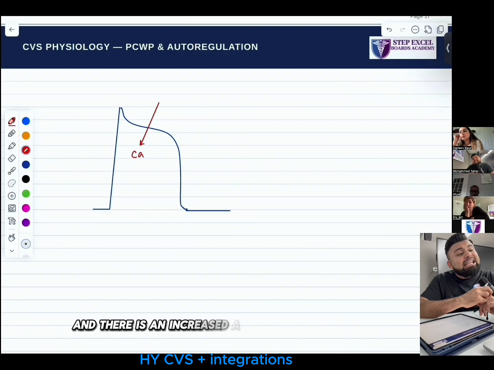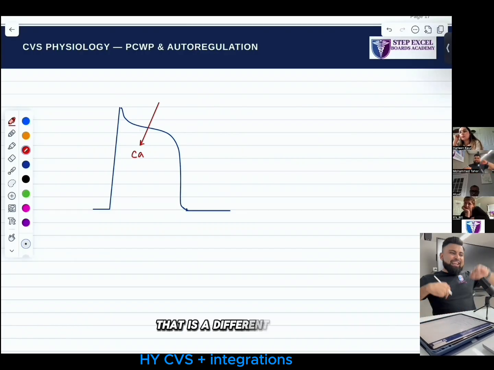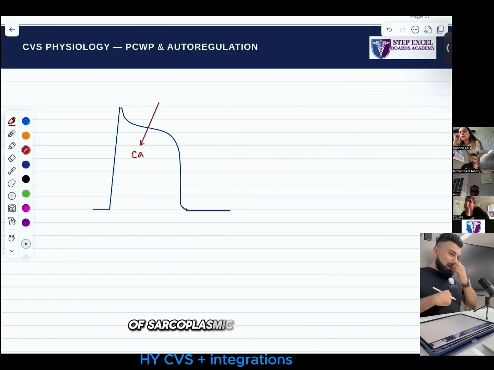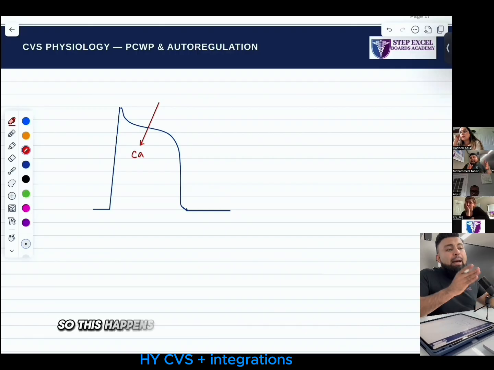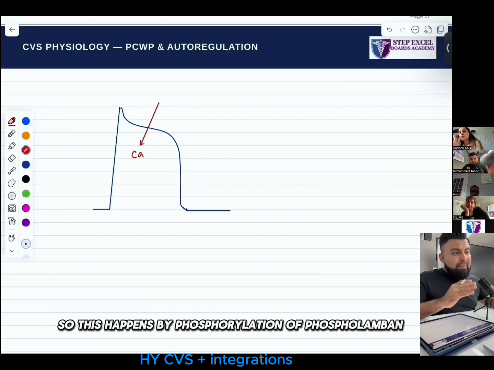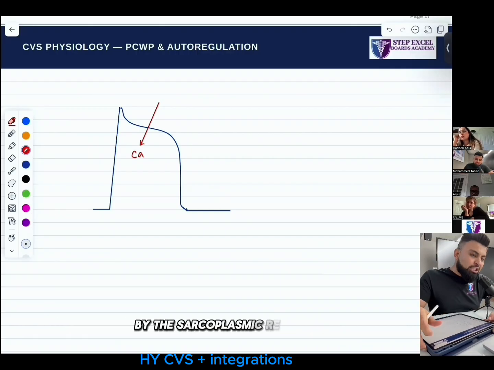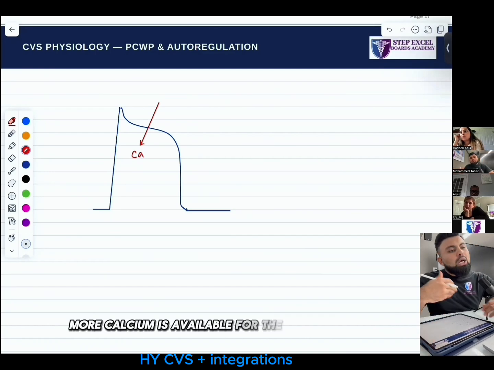And there is an increased activity of the calcium pump, that is a different thing, of the sarcoplasmic reticulum. This happens by phosphorylation of phospholamban. So more calcium is accumulated by the sarcoplasmic reticulum, and then more calcium is available for the subsequent beats.